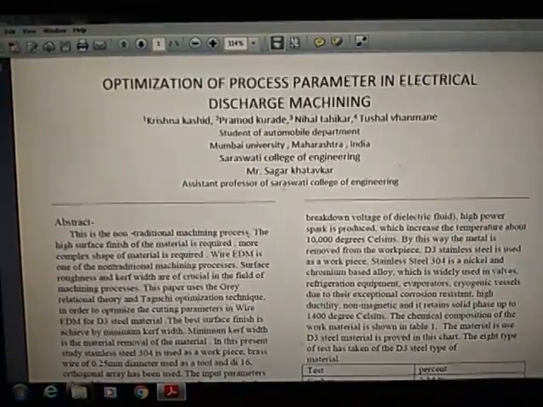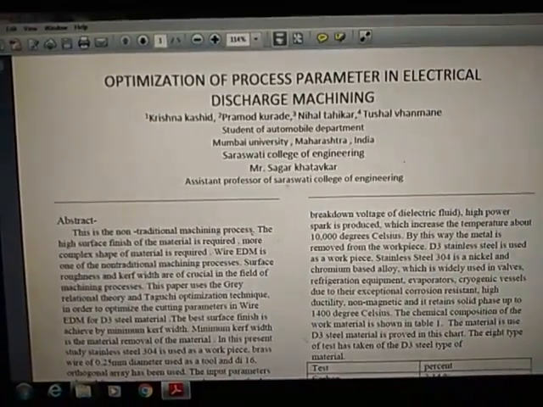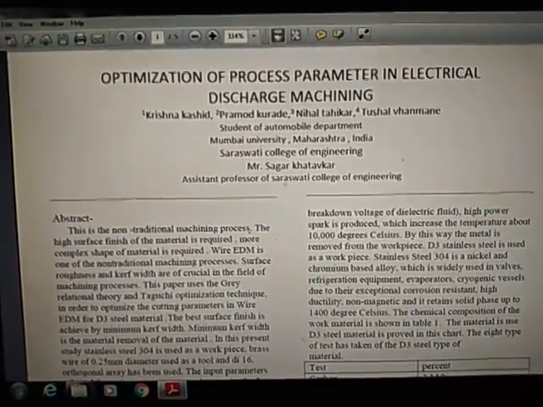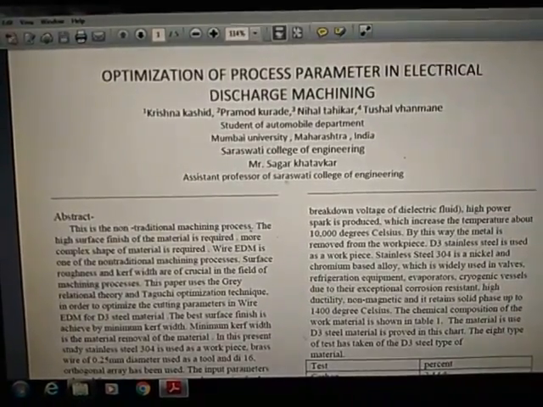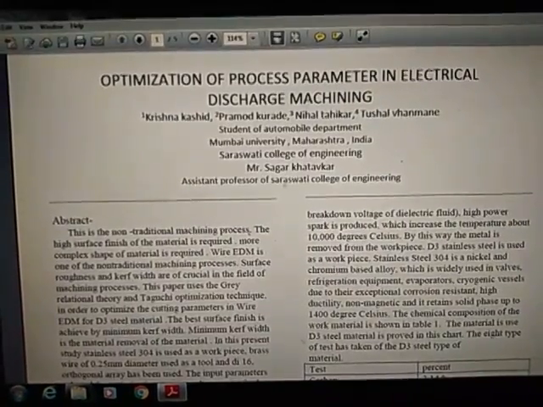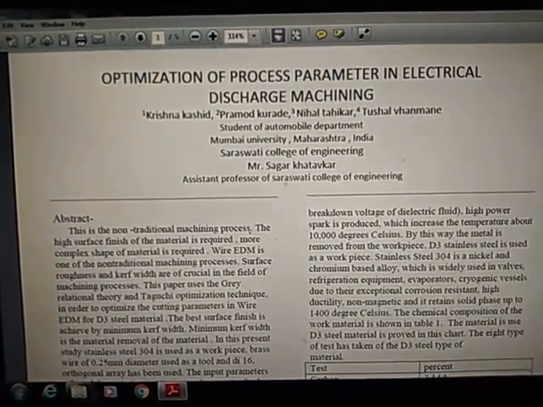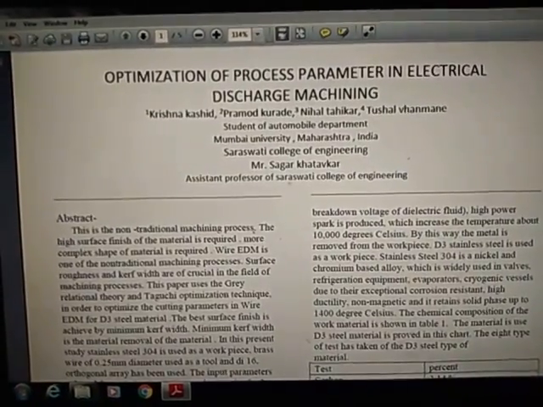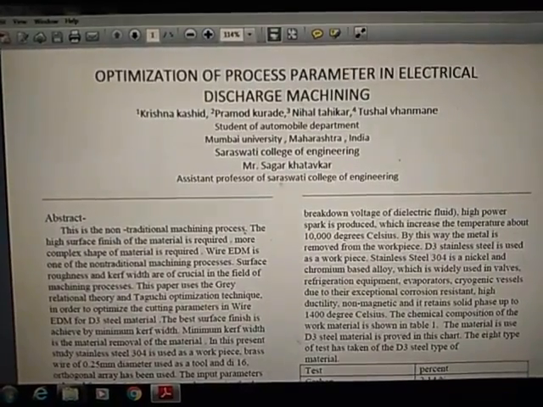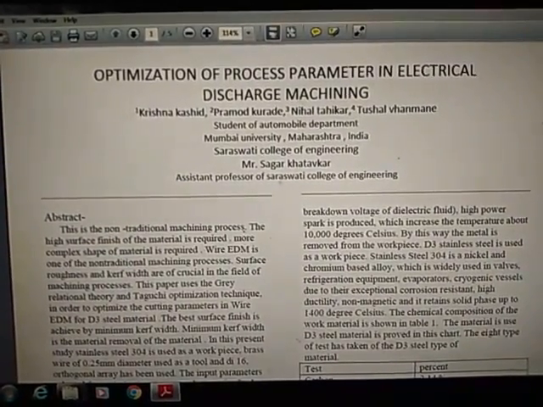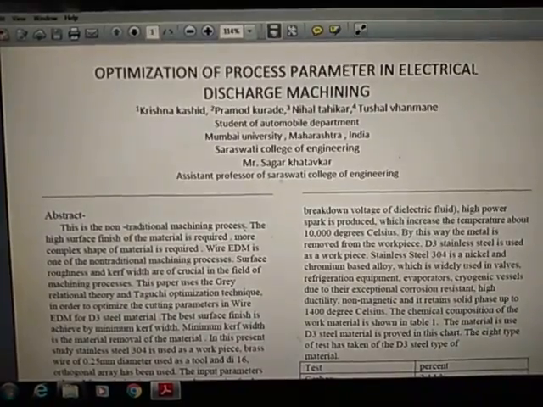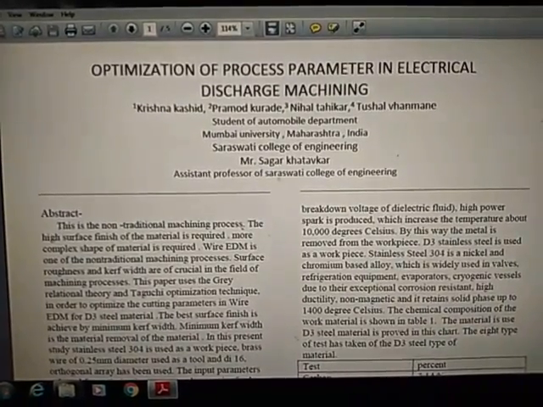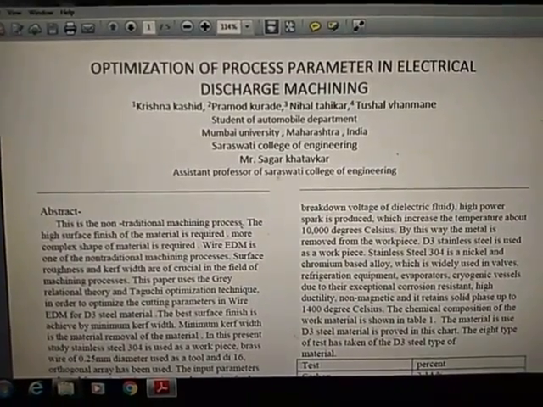The abstract is that it is a non-traditional machining process. I have three input parameters and fixed parameters in this project. The surface finishing point of the material is very important to find out. We use D3 stainless steel material and brass wire.